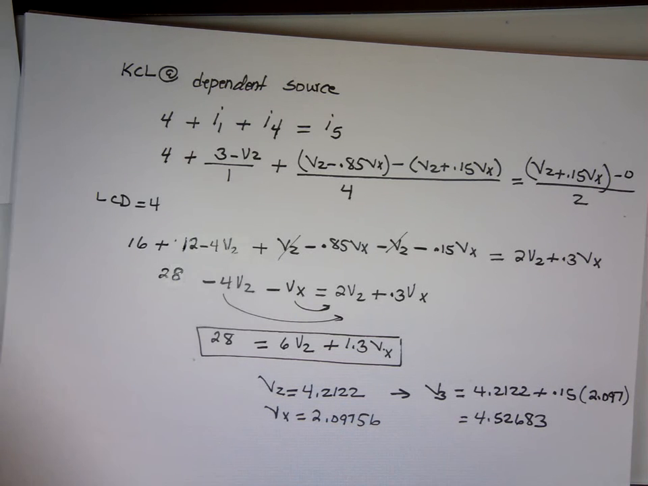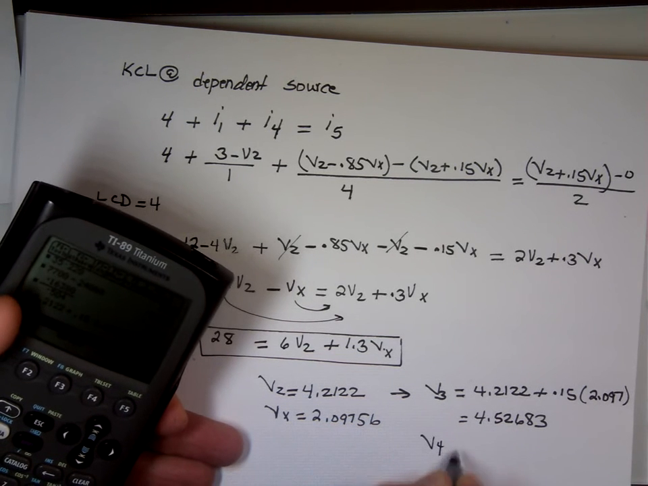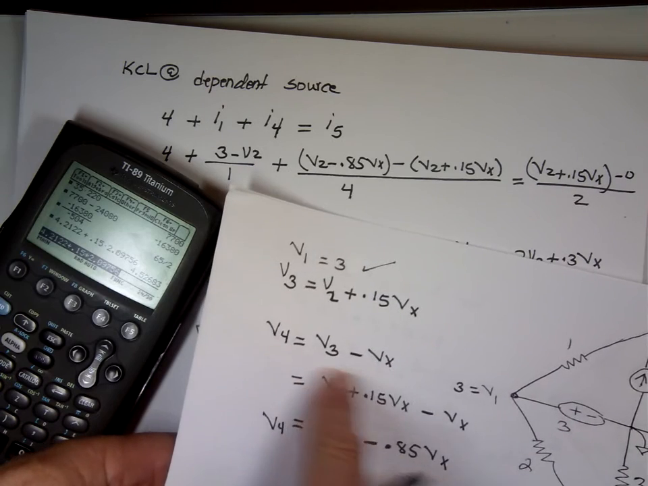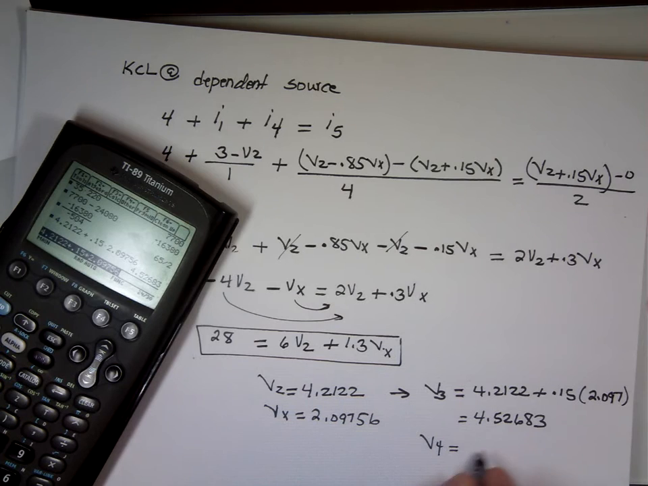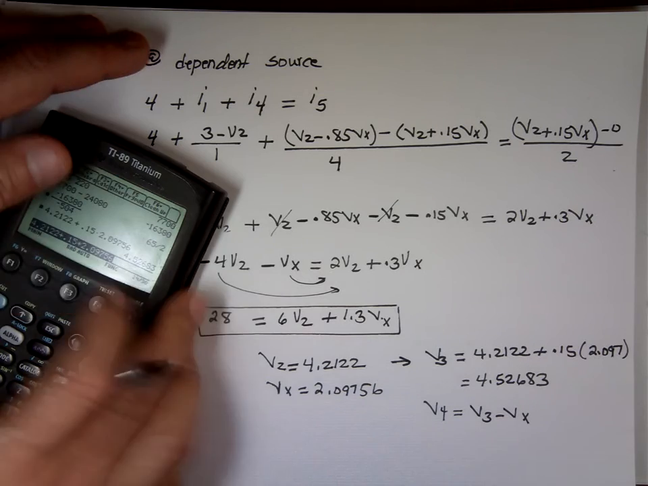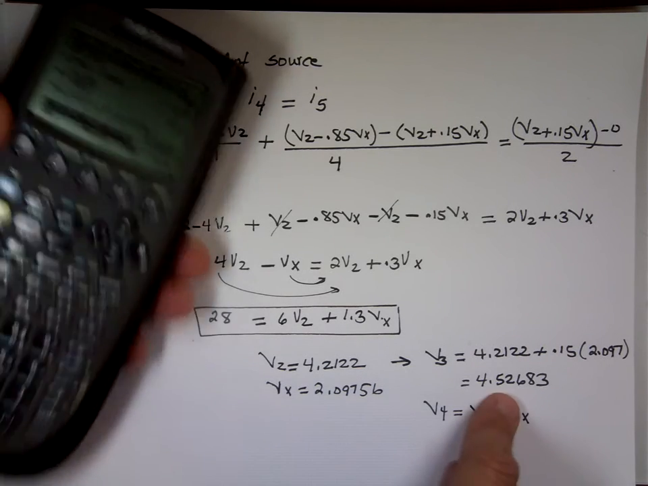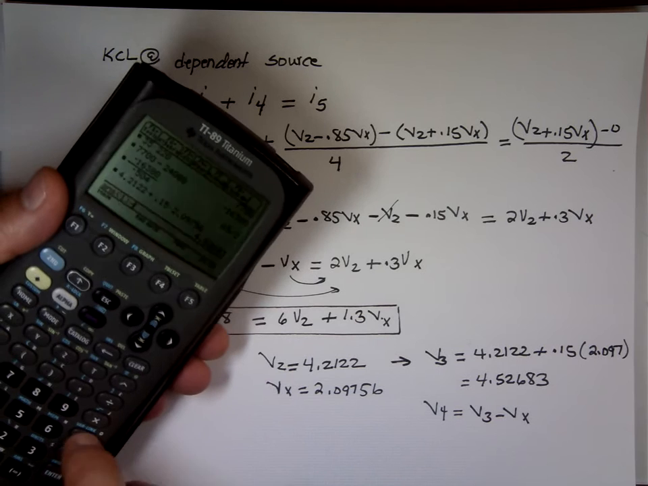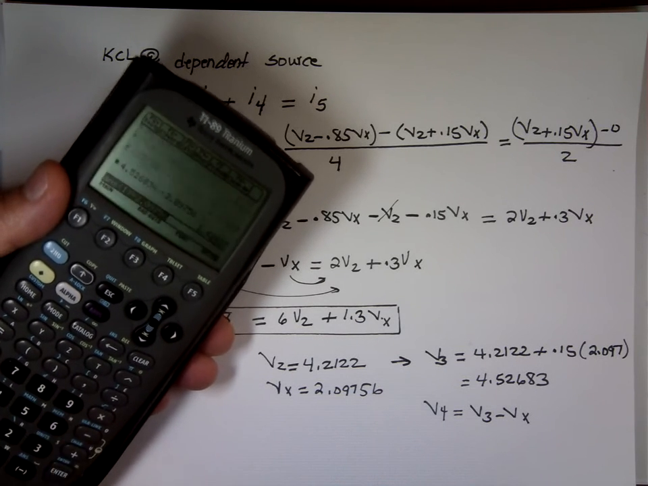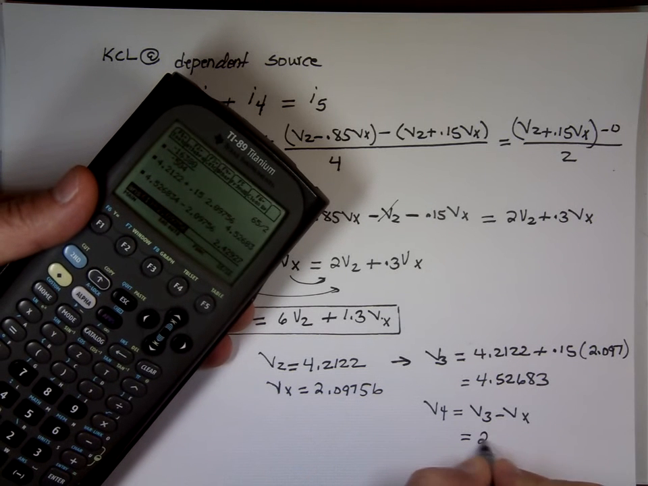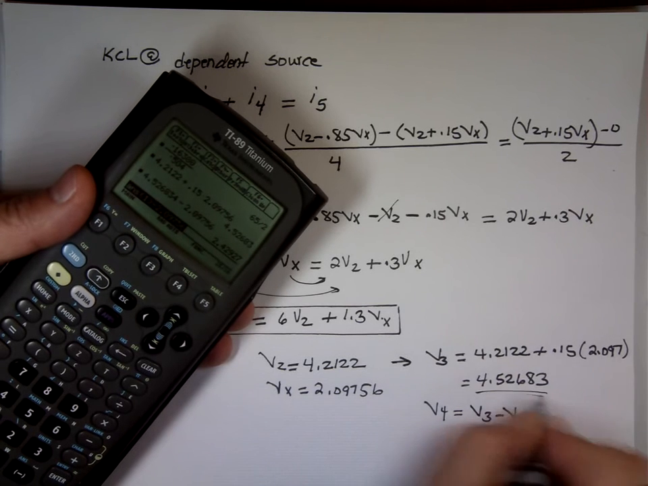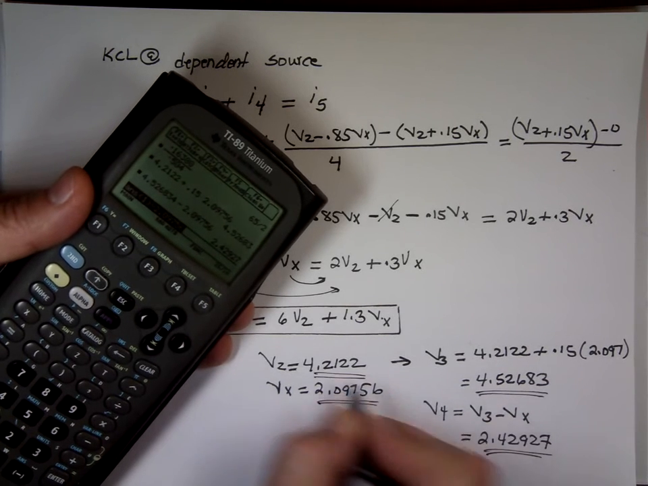And you want to find V4? V4 from early, we said that's V3 minus Vx. V3 minus Vx. We know what V3 is. We know what Vx is. Subtract them. 4 minus 2.09756, which is 2.42927. We know V2, V3, V4, V1.